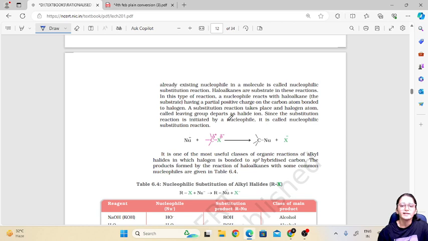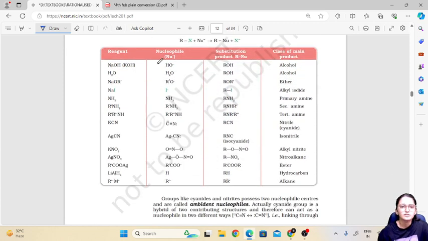So the nucleophile attacks the carbon which is attached to the functional group, and then that halogen leaves and that nucleophile gets attached to the carbon. So this way we have many nucleophiles: OH minus, H2O, OR minus, I minus, NH3. These are the nucleophiles.